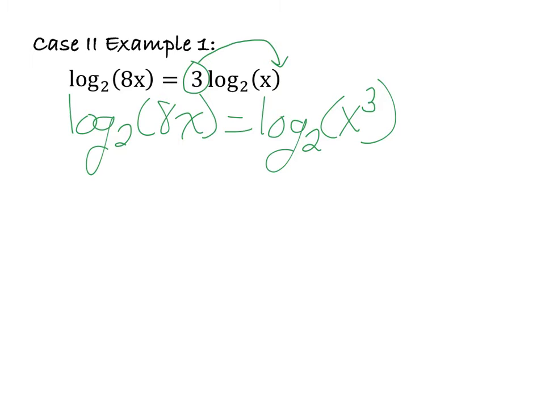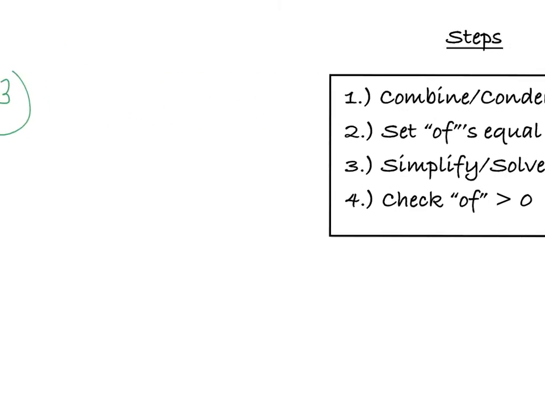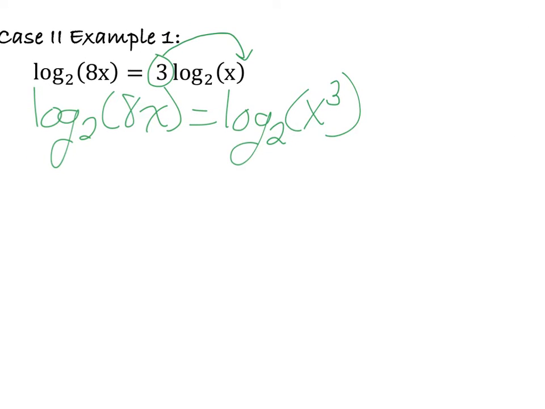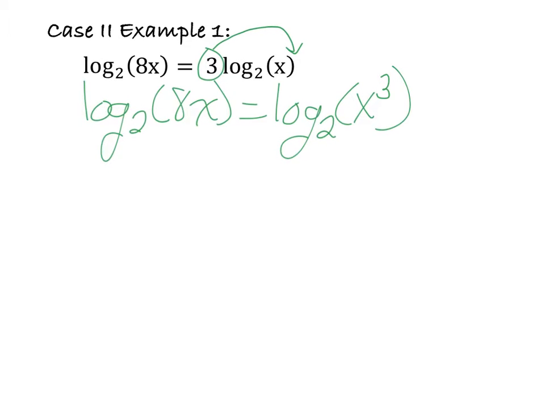Okay, now since it's just a log equal to a log, I can set my ofs equal to each other. Remember that reading logarithms correctly is going to be really important, because I'm going to keep referring to things as the base, the of, and the equals. So my ofs here are 8x and x to the 3rd. Now, it's not that the logarithms actually cancel out. That is not what's happening. It's the one-to-one property. You can still think of it that way in your head.